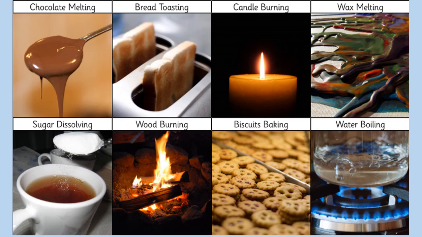Now we need to decide, is it reversible or is it irreversible? And again, from our experiment last week, we know that chocolate melting is reversible. We can get back the solid chocolate form. So this is a physical reversible change. So we would write chocolate melting in that section.